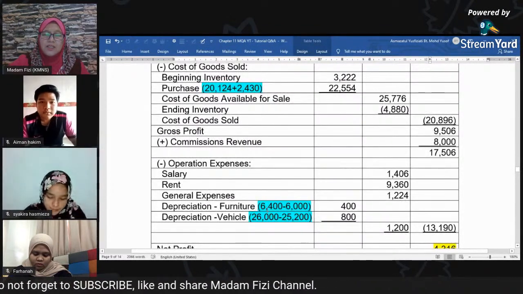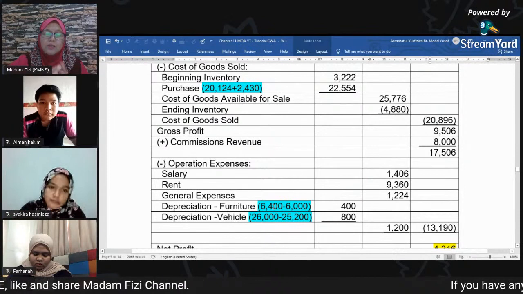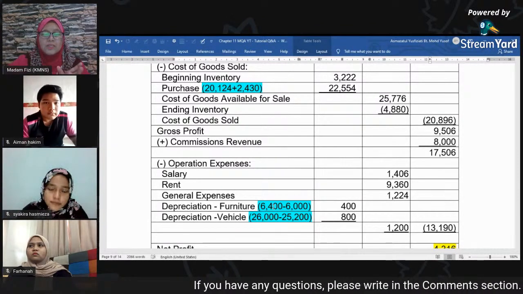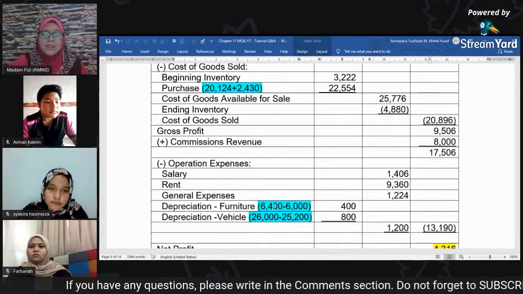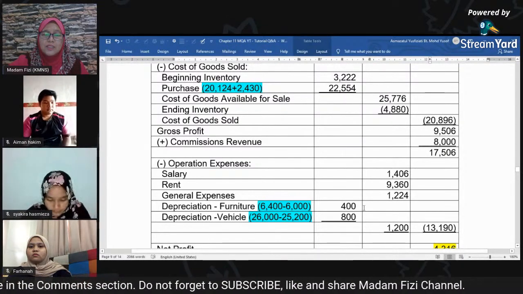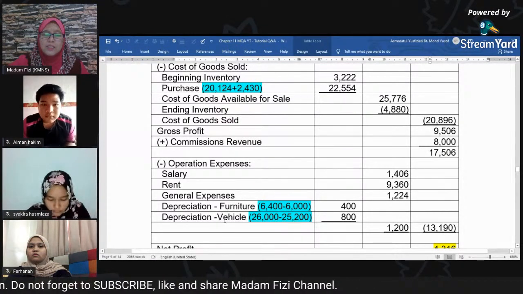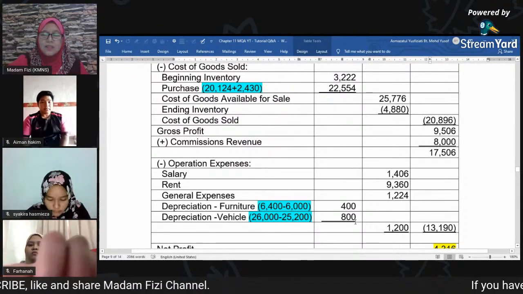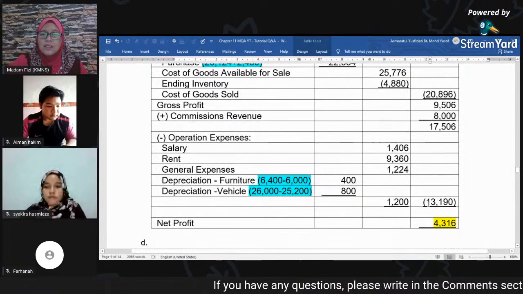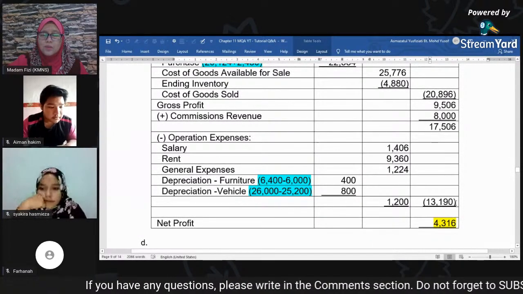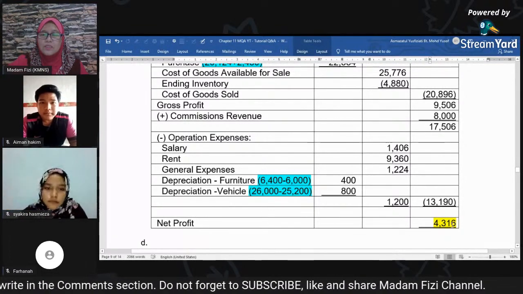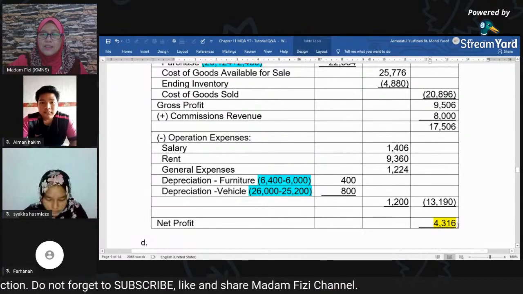Depreciation. Okay, the depreciation is you compare. You don't have to open the T account because it has only 2 items. So you just minus. The closing minus beginning. So 400 depreciation for furniture and depreciation for vehicle is 800. Okay, so now the total of operation expenses is 13,190. So that you can get net profit of 4,316.